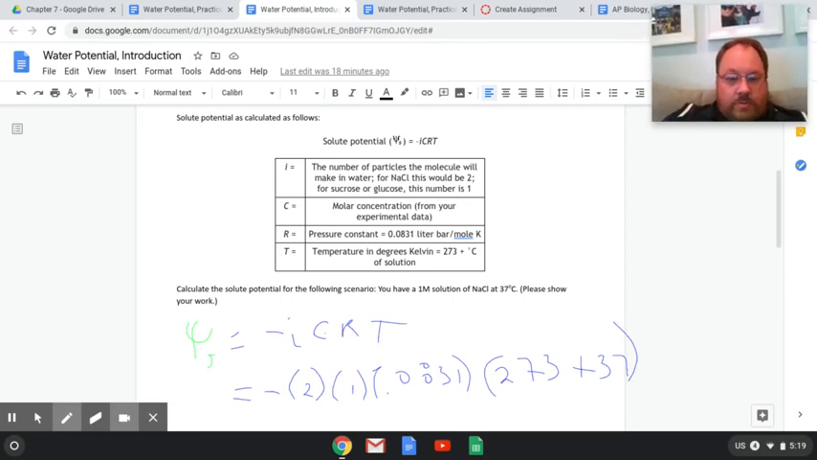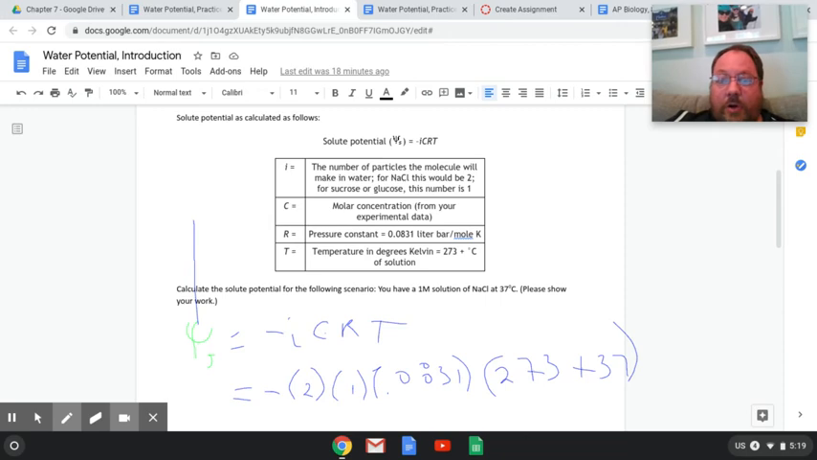So 2 times 0.0831 times 310. So it looks like minus 51.5, and the unit is bars. Oops, I think it was 51.5. I already deleted it. Minus 51.5 bars. All right, so that's how you would calculate solute potential in this particular scenario.